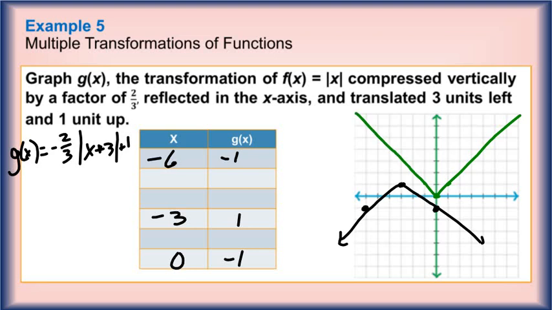So this point went 3 to the left and then up 1. And everything was reflected over, so you flipped it and it would open downward.